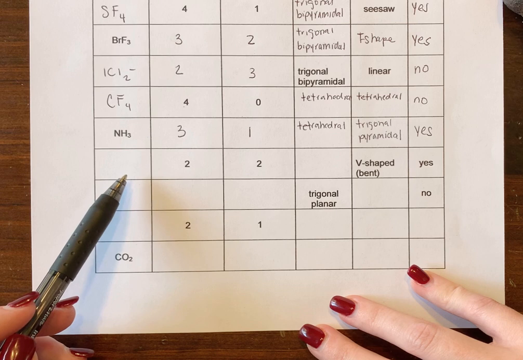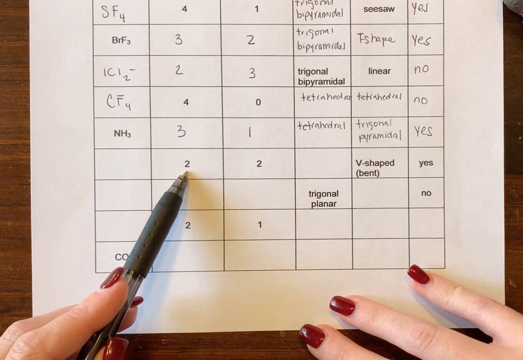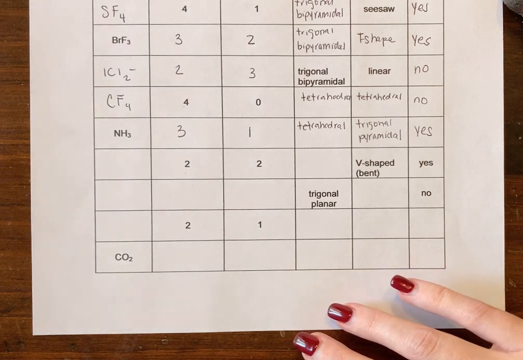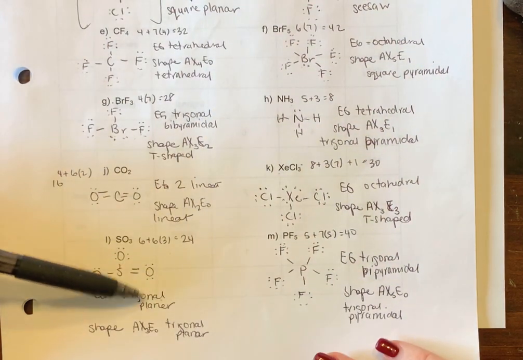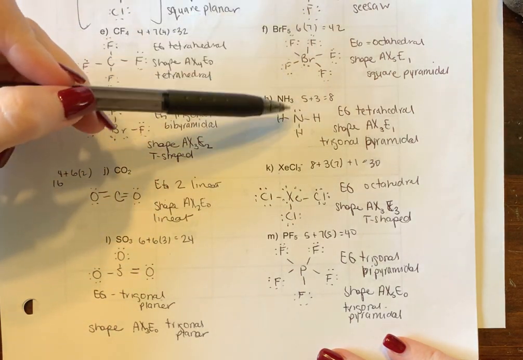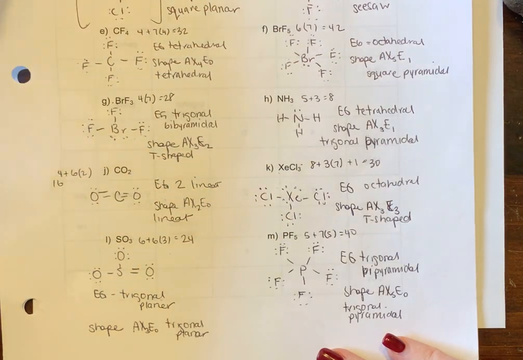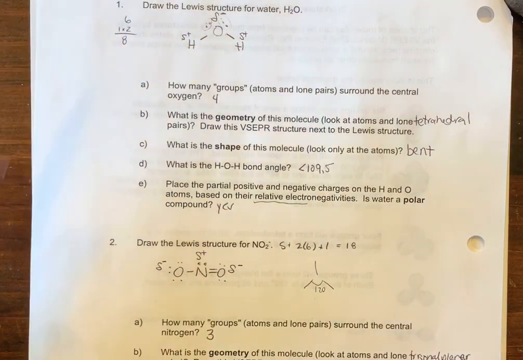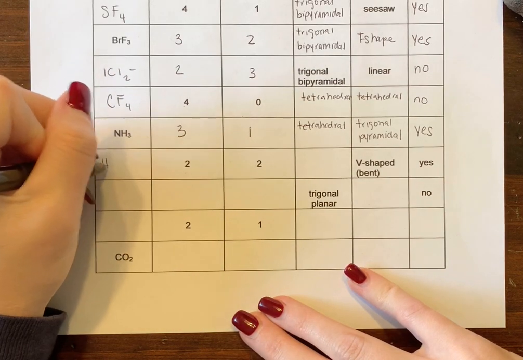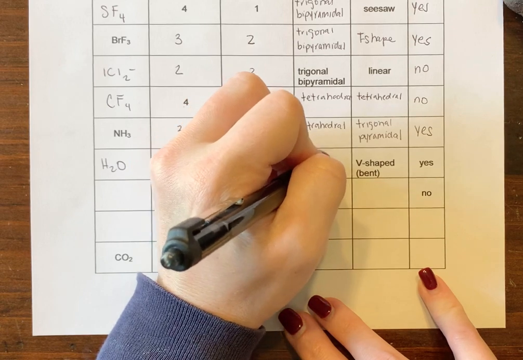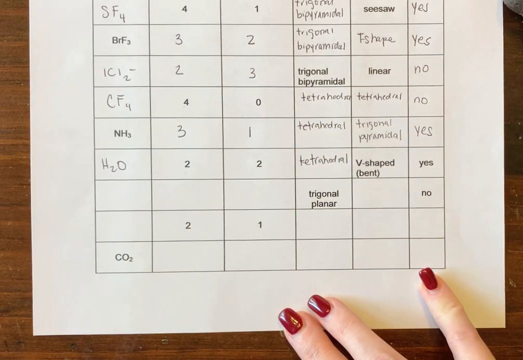All right, let's see. Next, 2 bonds, 2 lone pairs. Let's see here, look on here. 2 bonds, 2 lone pairs. We didn't draw it on this page, but have we drawn it? Yes, we have. Look, we drew it right here. So this is water. That might be a little bit tricky. Water has a total of 4 groups, so it's tetrahedral, and it's definitely a polar molecule.